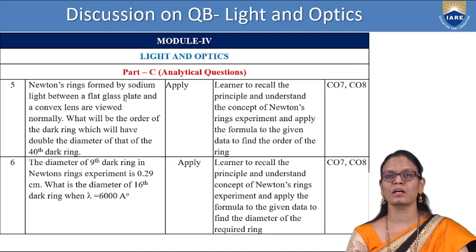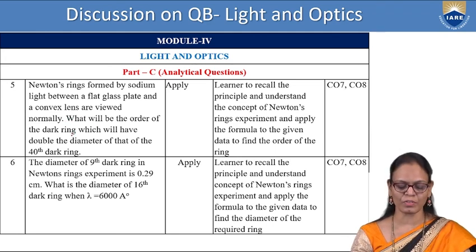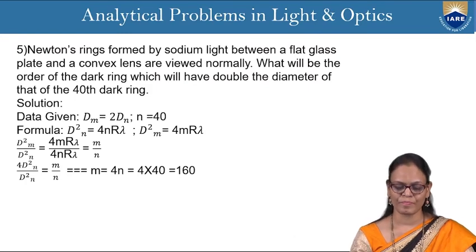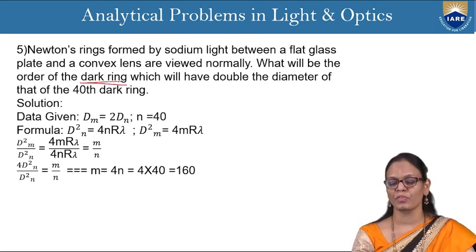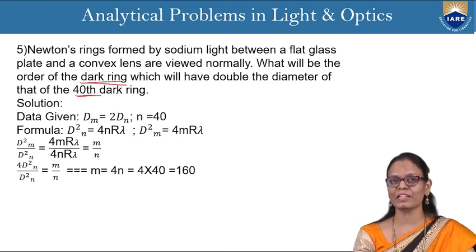Next, Newton's rings are formed by sodium light between a flat glass plate and a convex lens and are viewed normally. What will be the order of the dark ring which will have double the diameter of that of the 40th dark ring? So what we have to find here is the order of the dark ring which will have double the diameter of the 40th ring. We are not given the diameter, we have to assume that it is double.